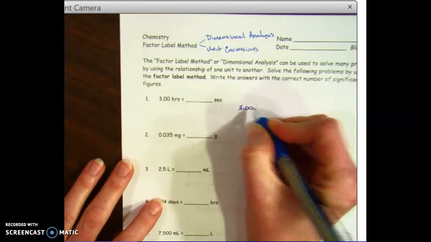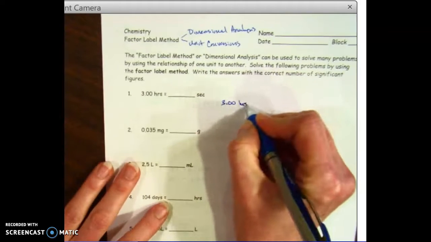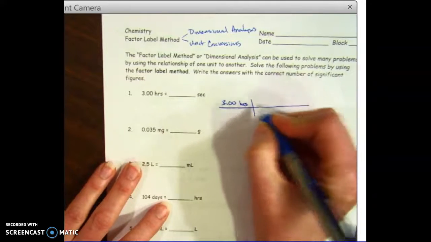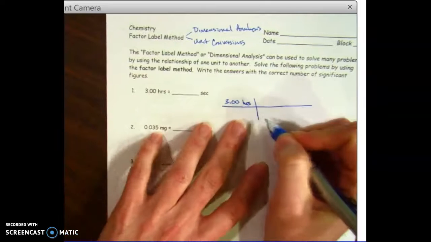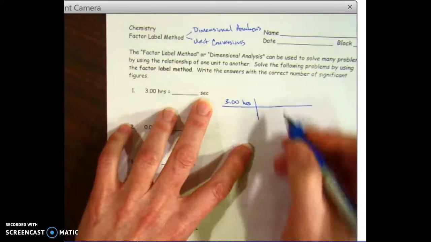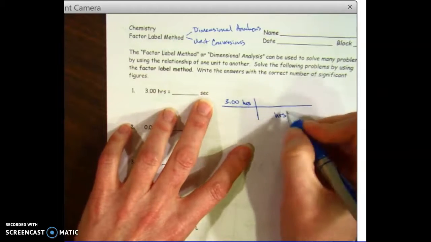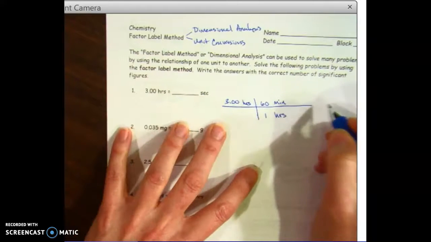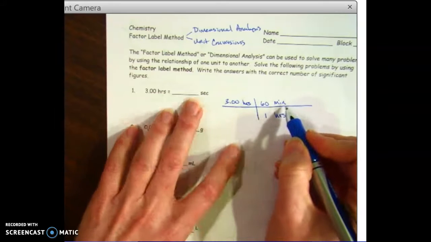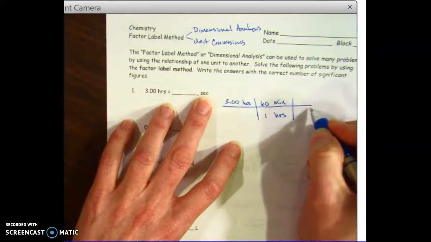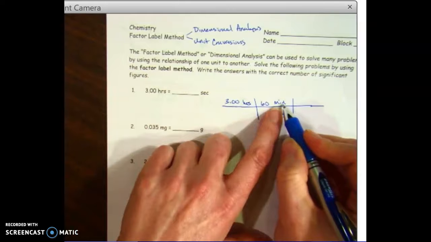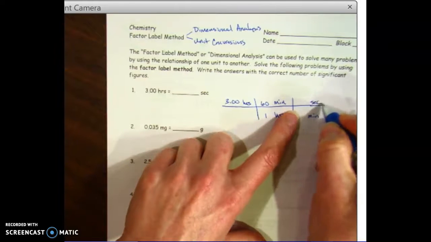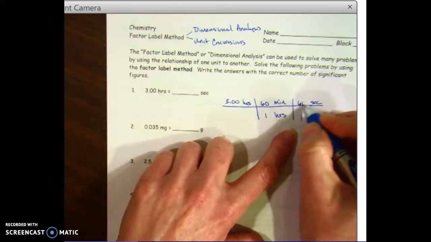You have 3.00 hours. And the 00 has to do with sig figs as far as those digits having been measured. Then we want hours to go away. We're going to seconds. So we're going to drop hours in the bottom. Hours to minutes is pretty easy. 1 hour is 60 minutes. I still don't have the unit that I want, so I need another conversion factor. I want minutes to go away, so I'm going to drop minutes to the bottom. I can do minutes to seconds. 1 minute is 60 seconds.